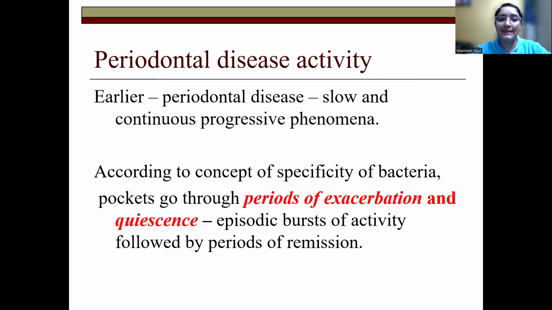Now, periodontal disease activity. Earlier, periodontal disease was called a slow and continuous progressive phenomenon, but according to the concept of specificity of bacteria, the pocket goes through periods of excavation and quiescence, which are episodic bursts of activity followed by periods of remission. So it happens that activity and remission occur in bursts.